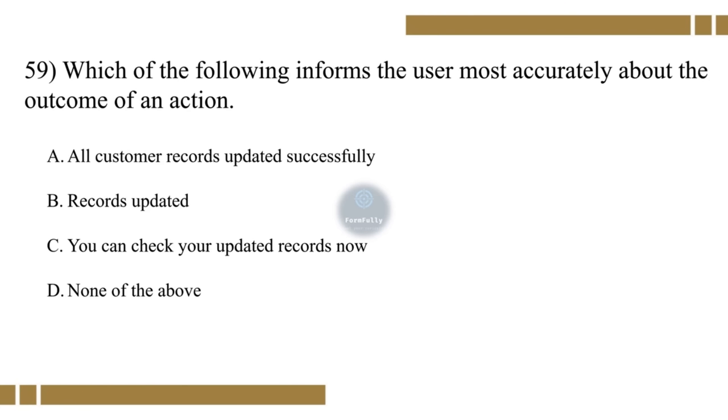Question 59. Which of the following informs the user most accurately about the outcome of an action? Option A. All customer records updated successfully. B. Records updated. C. You can check your updated records now. D. None of the above. And the correct option is A.